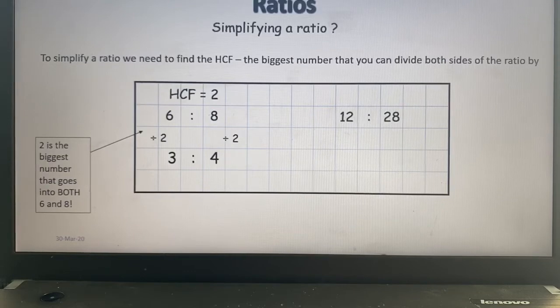Okay, and then for 12 and 28, our highest common factor there, the biggest number that goes into both 12 and 28 is 4. So the 4 times table, in other words, has 12 in it, and it also has 28 in it. But that's the biggest number. 2 is also a factor of both 12 and 28, but it's not the biggest, it's not the highest common factor. So we want to get the biggest number that goes into both 12 and 28. So we can divide both sides by 4, and we get 3 to 7 as our simplified ratio.